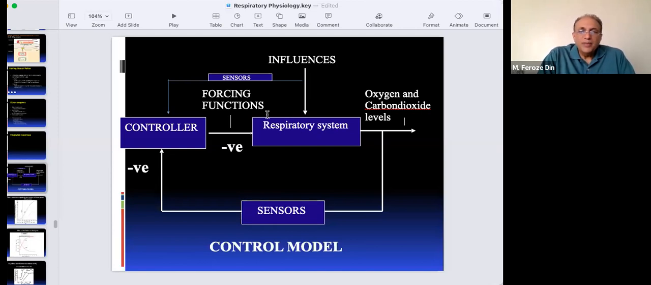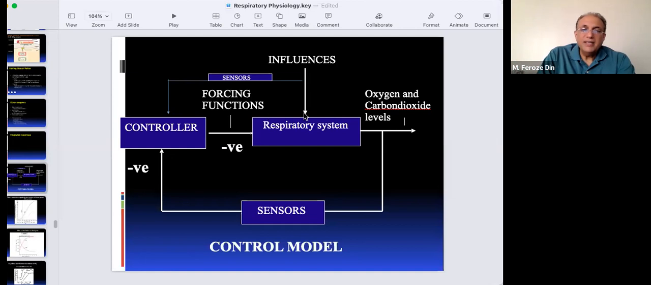Is the control variable in this respiratory control in the venous blood or arterial blood? Yeah, it is in the arterial blood. I think I said it several times. That's why it's called PaO2 and PaCO2. P is partial pressure, A is artery. Our control variable is controlled in the arterial blood.